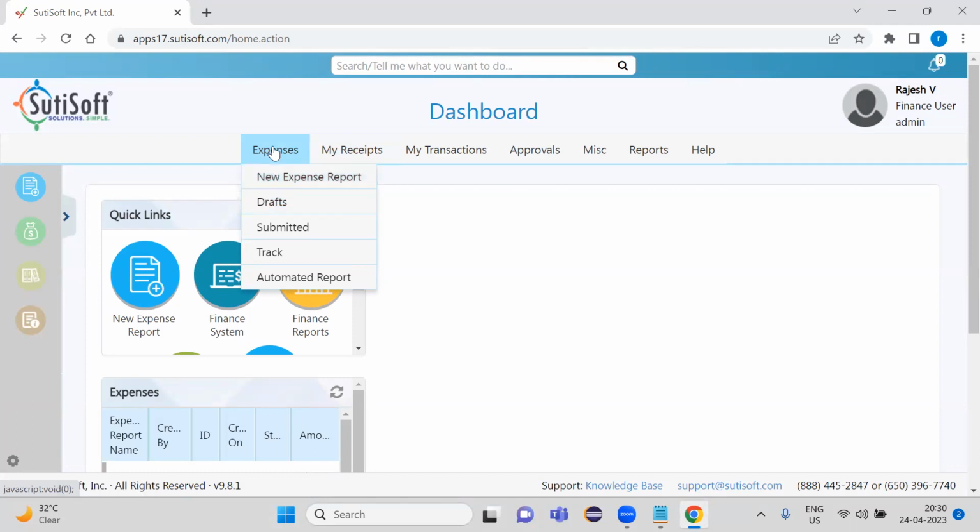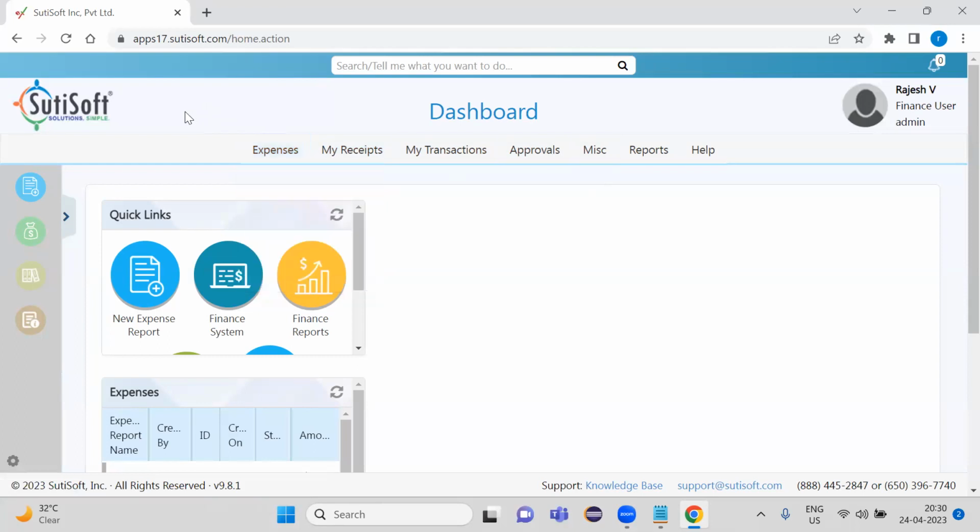Integration is nothing but, under expenses, how many things are there? Draft, submitted, track, and automated report. This combination of units is called integration level testing. The smallest portion is called unit level testing, and a combination of units is called integration level testing.